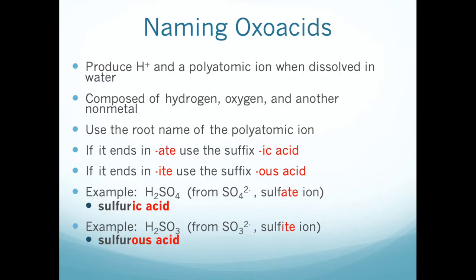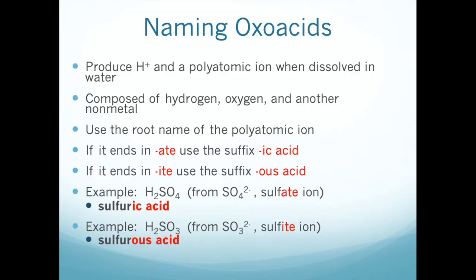With oxoacids, we've seen that we can take the name of our polyatomic ion, and that usually gives us a hint about what the root of our acid is going to be. Now, the thing to note with your polyatomic ions, if you have an ate ending to it, so things like nitrate or sulfate or phosphate and so on, the acid is going to have the suffix ic acid. Okay, so sulfate gives us sulfuric acid, nitrate gives us nitric acid, phosphate gives us phosphoric acid, and so on.